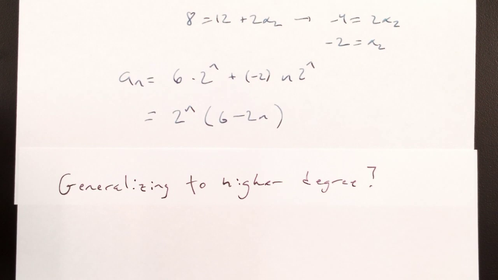All of this was based on the assumption that I had a recurrence of degree 2. What happens when I have a recurrence of degree 3 or 4 or 17? It's going to depend on my roots again.